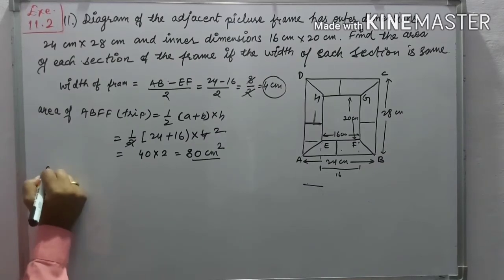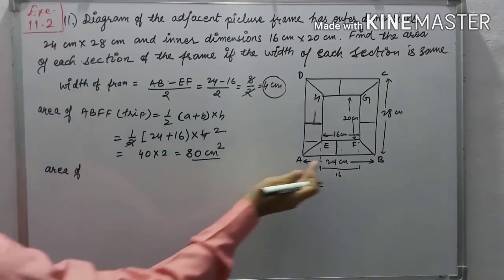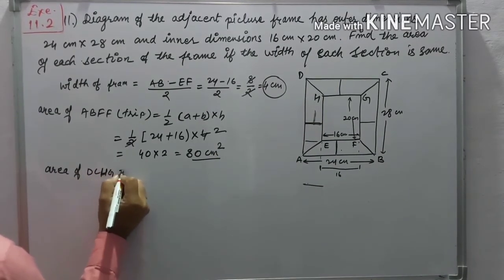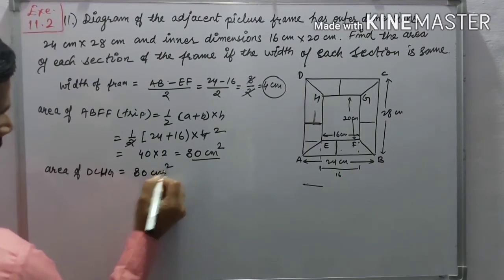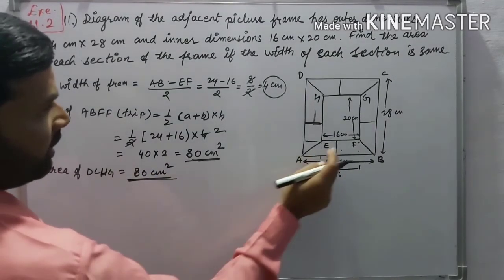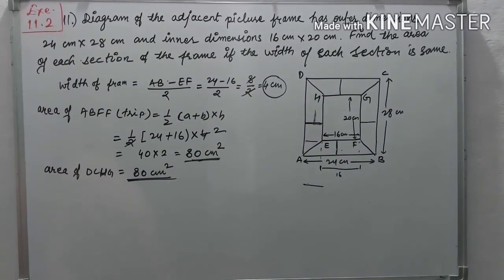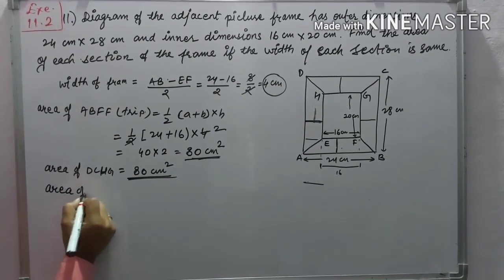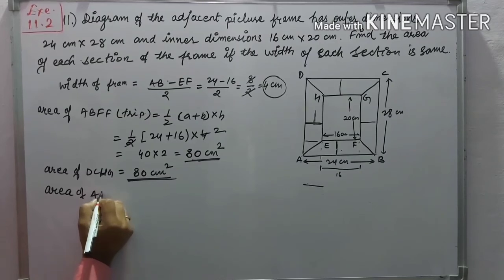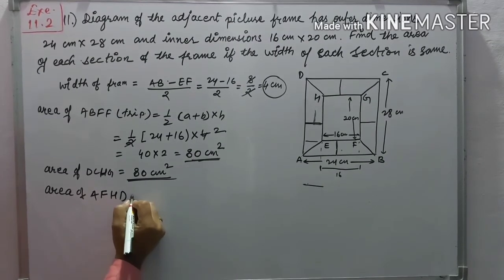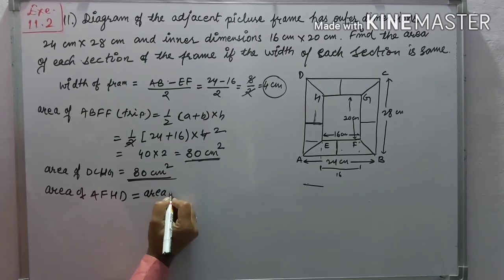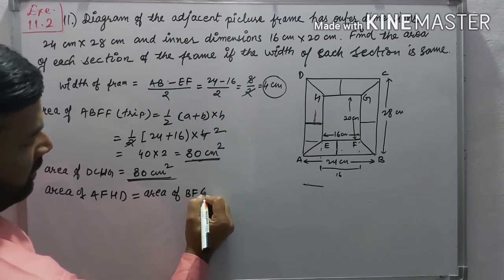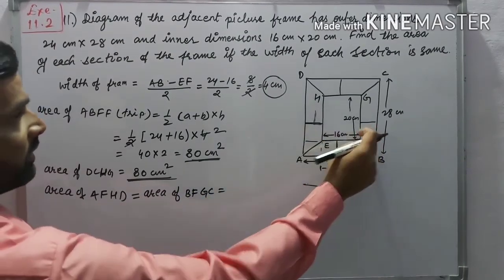And the same will hold for the other. The area of the upper section DCHG is equal to 80 centimeter square. These two areas, up and down, are the same. And next find the left. Now area of AEHD is equal to the area of the right hand side BFGC. Both areas are the same.